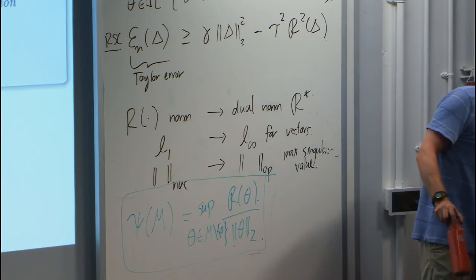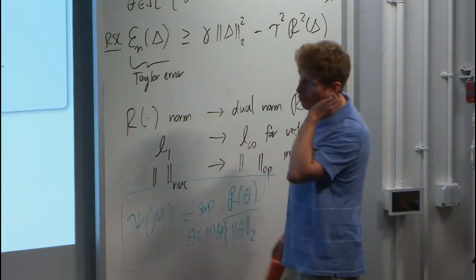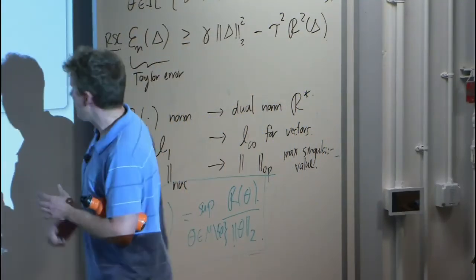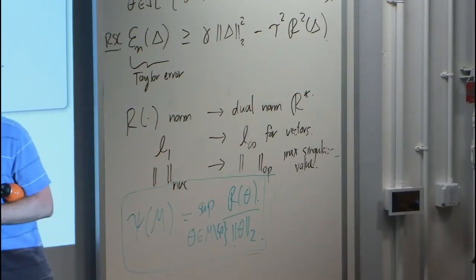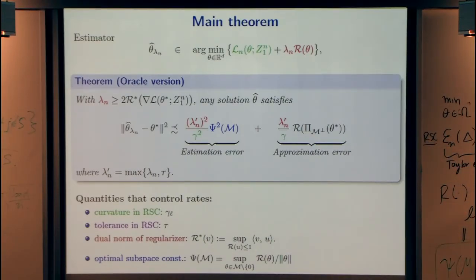If I do the more general oracle version, let me just do that quickly. Right, so this is a general oracle result. Shivaran was asking, why didn't your tolerance come out in the rate? It will come out in the rate here. Here you have to look at the worst case of lambda n and tau, and you'll get two terms.